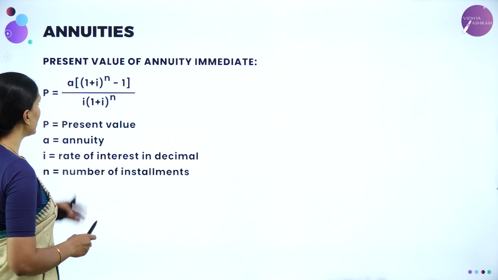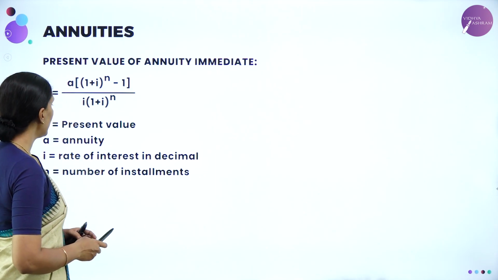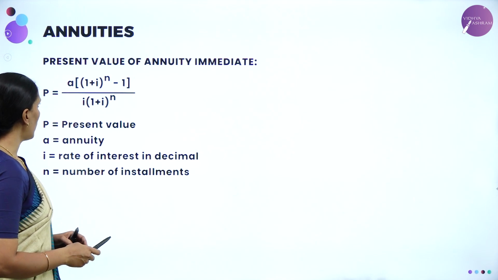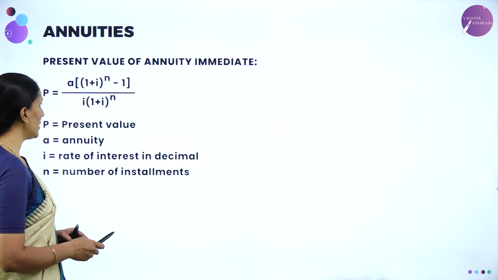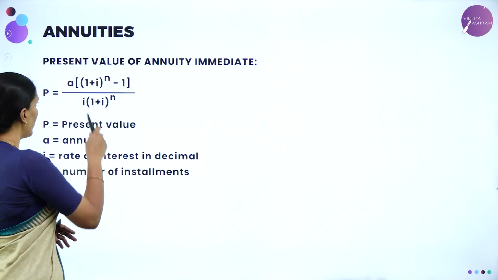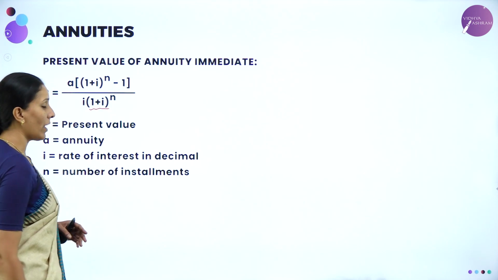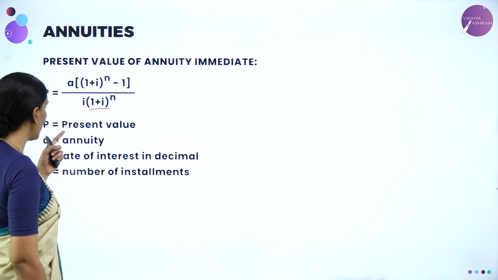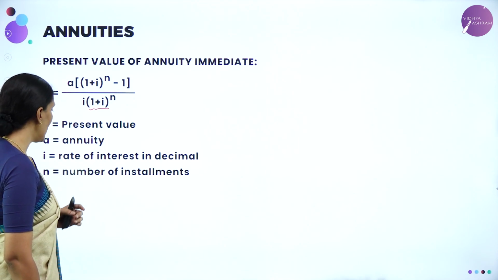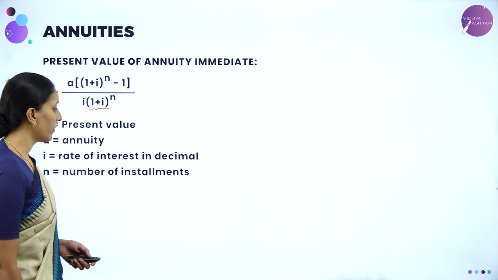Next, we are finding the present value of an annuity immediate. It is given by the formula P is equal to A into (1 plus I) whole power n minus 1, divided by I into (1 plus I) whole power n. It's the same as the future value formula; the only difference is that you have (1 plus I) whole power n in the denominator. P is the present value, A is the annuity or the equal installment, I is the rate of interest in decimal, and n is the number of installments.